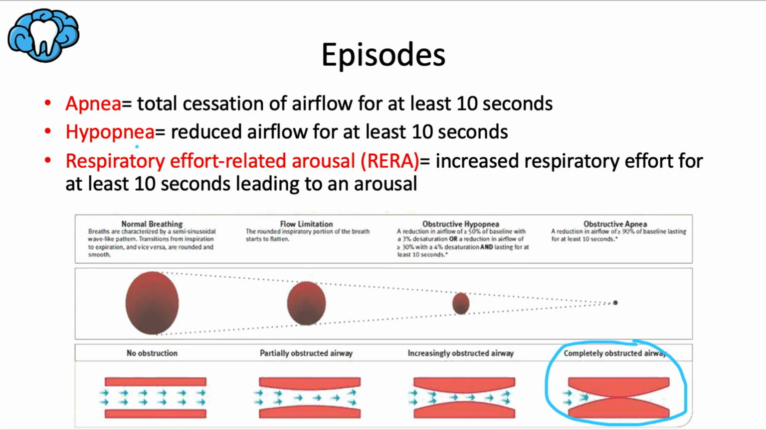Hypopnea is a reduced airflow for at least 10 seconds. So a period of shallow breathing, maybe gasping. So the airway is still pretty obstructed in this case. So this would be an example of a hypopnea. And then one tier lower would be a respiratory effort-related arousal. And this is an increased respiratory effort for at least 10 seconds, but it still leads to an arousal. And we'll talk about what that means in just a little bit. So maybe that would look something like this. And then no obstruction at all, we have normal breathing.